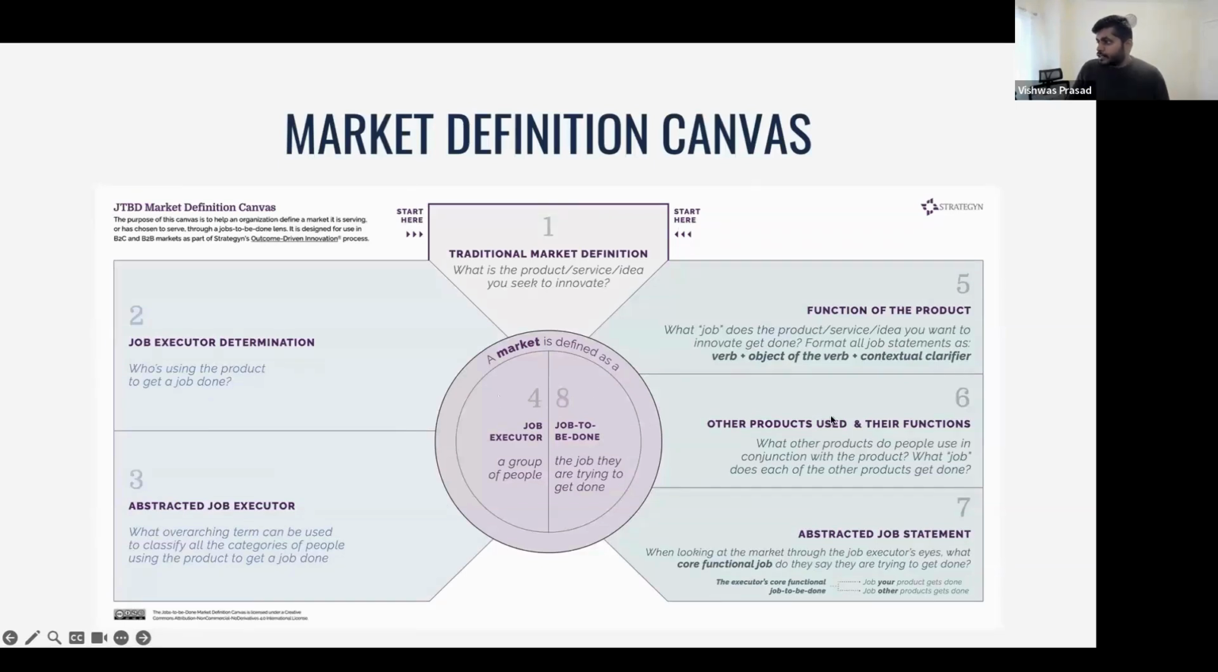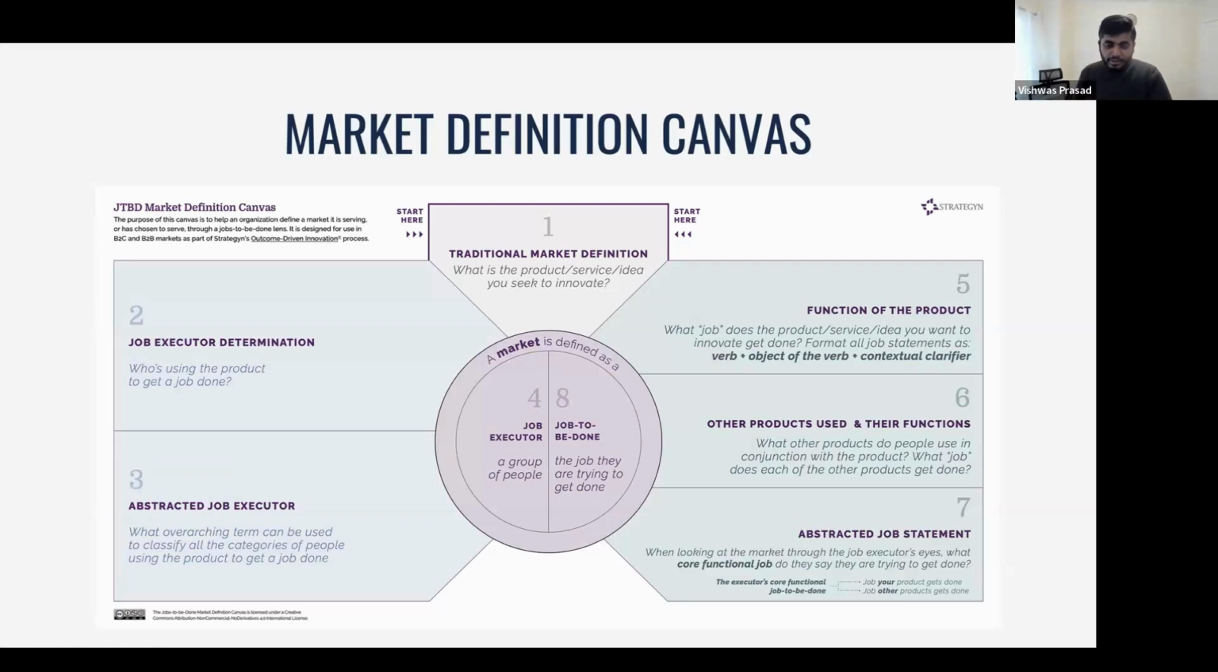Now, if we look at the job to be done side of things, you have the function of the product. So your product mapping it to the customer jobs. So you're seeing one-to-one or one-to-many correlations between your product and the jobs. You're looking at what other products the customers are using to get their job done today, and how the other products are placed in the mix of the products the customers are using.